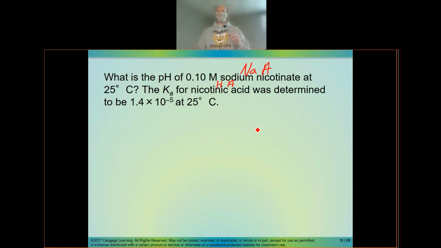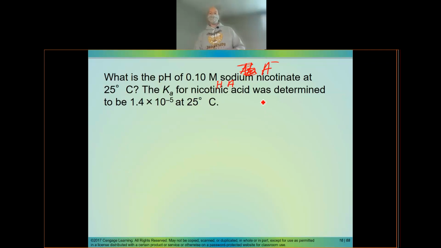All right, so what I read here is I have something that has sodium with it. And I know that my sodium never has an effect on anything. So I get rid of my Na, and I know that I have 0.1 molar A minus. The Ka for this acid is 1.4 times 10 to the minus 5. And I want to find the pH.